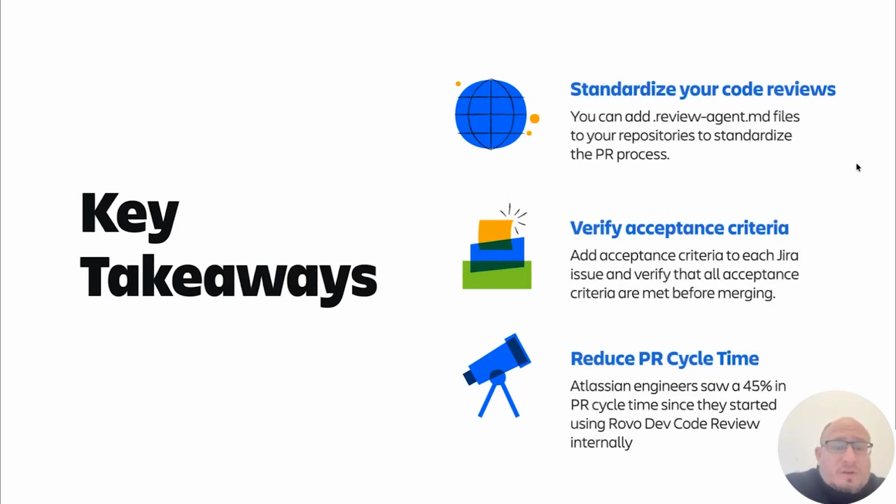All right, so let's take a look at our key takeaways here. First key takeaway is that you can standardize your code reviews by adding that reviewagent.md file and having Rovo Dev code review use it to analyze the code changes you've made. So in this way, you can easily enforce all kinds of coding standards in your PRs, and it frees your developers up from having to worry about all of that minutia.